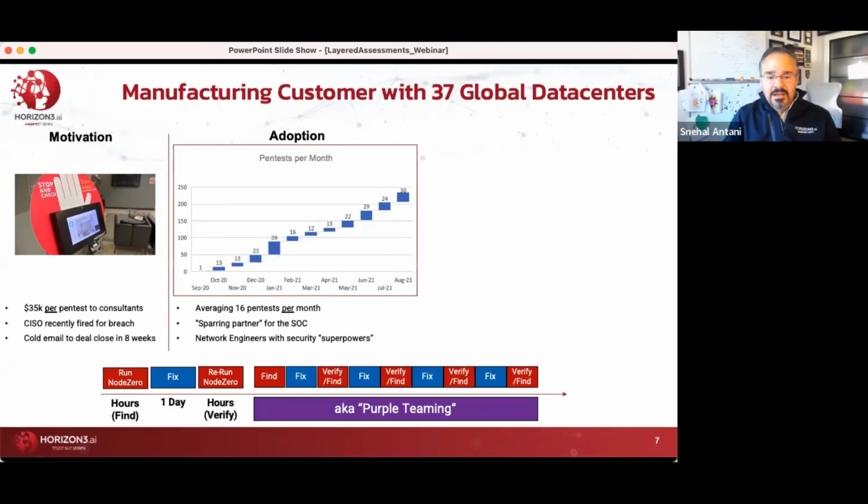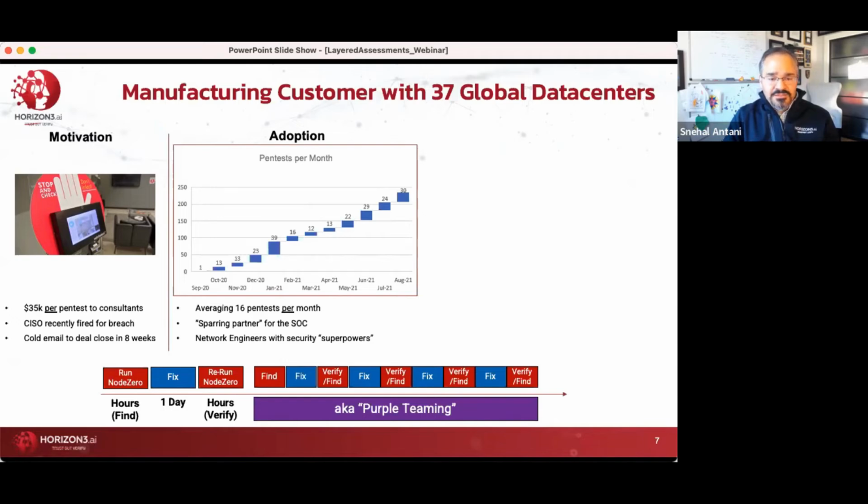What that created under the covers was, first, the primary user of the Node Zero product at this company were not security people, actually. They were IT admins, network engineers, and SOC analysts, where they were using us with 3 clicks to become pen testing superpowers. And so with 3 clicks, you've got the power of a 20-year pen testing expert or veteran.